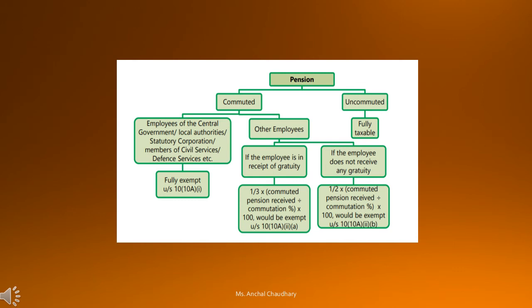And if a person is among other employees, then if the employee is in receipt of gratuity and is covered under the Gratuity Act, then one third into commuted pension received divided by commutation percentage into 100 will be your exempted amount. If the employee does not receive any gratuity and is not covered under the Gratuity Act, in that case, half of the amount into commuted pension received divided by commutation percentage into 100 will be your exemption.